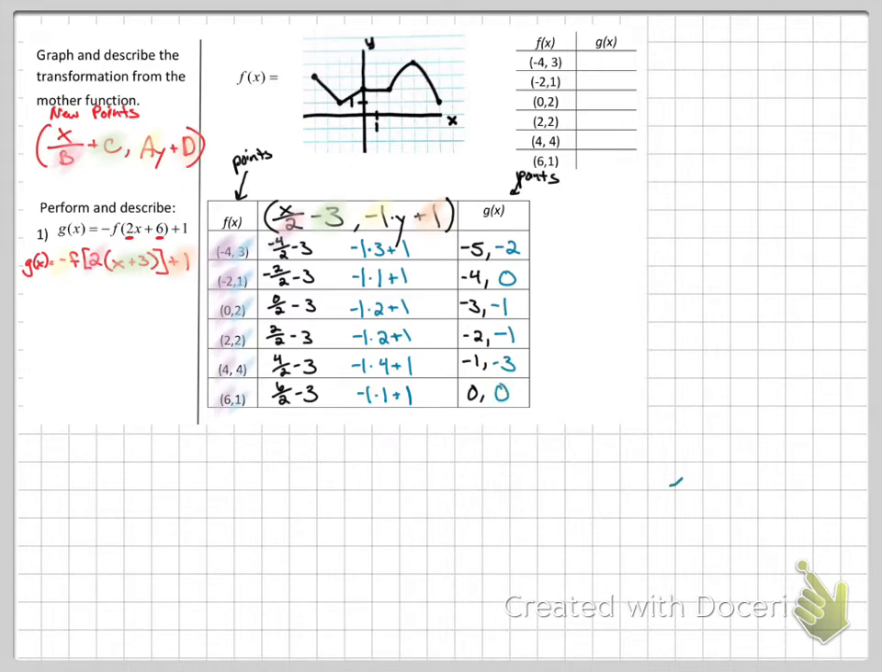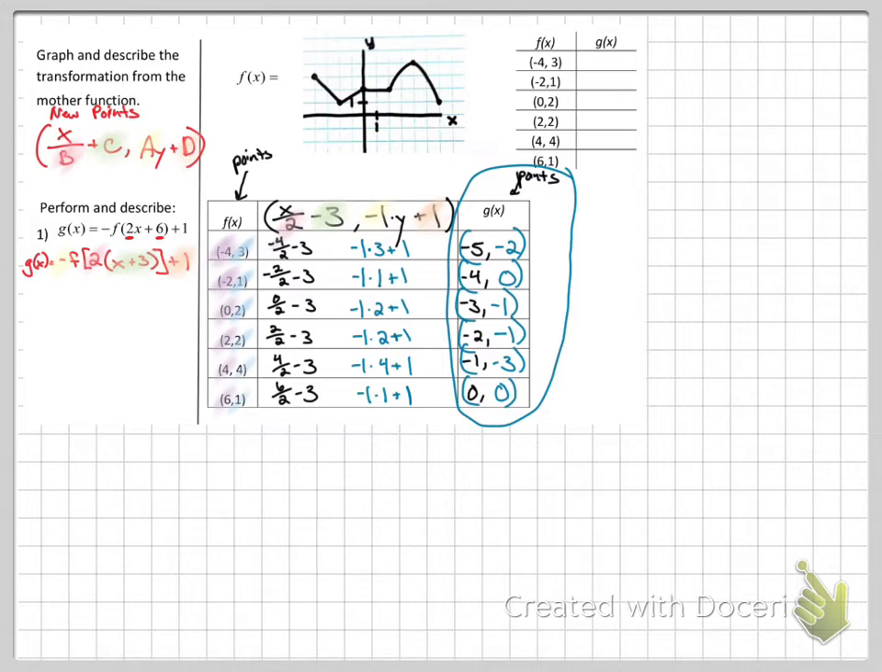These are our new points. This represents g of x. Technically, they should all have parentheses, so that's what I was telling you. I don't always write these parentheses around them. You also don't have to write them in your work, but if it's ever an answer, make sure you write it as a point. Now what we're going to do is we're going to plot those new points, and we'll have our new graph.